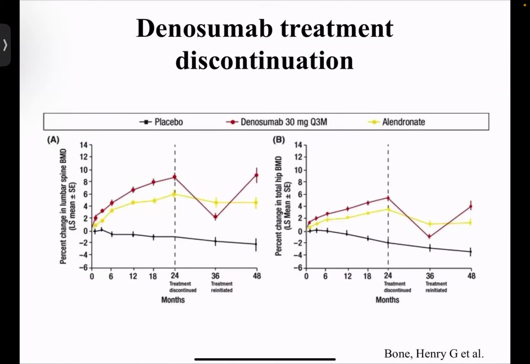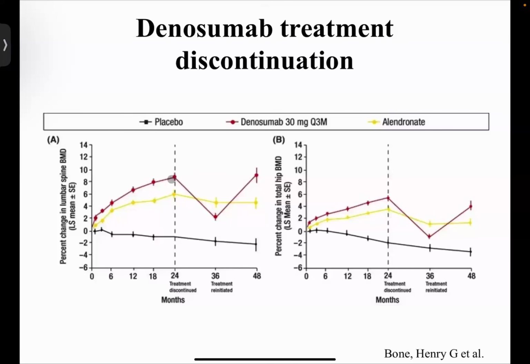Now, what happens if you discontinue denosumab? You can see the red line is the denosumab group. They gave 60 milligram every 6 months. The yellow dotted line is alendronate, 70 milligram once a week, and this is the placebo. They gave the treatment at 0, 3, 6, 12, 18 months, and the treatment was discontinued at 24 months. So you can see what happens to the denosumab group.